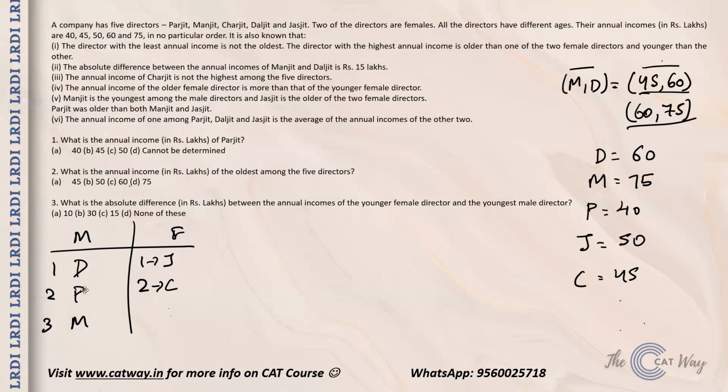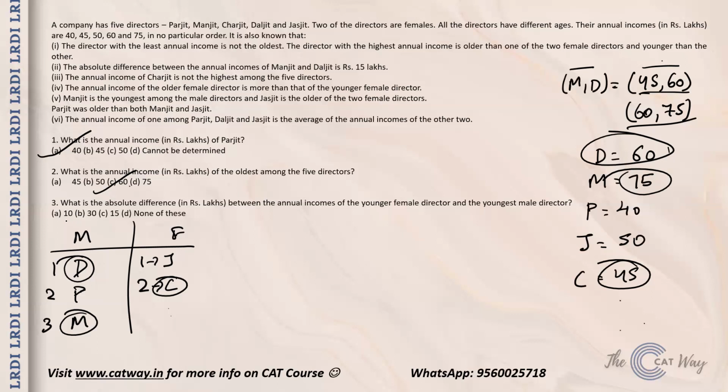Let's see what the questions are. What is the annual income of Prajit? Prajit's annual income is 40 lakhs, that is option A. Now what is the annual income of the oldest of the 5 directors? The oldest one is D and his income is 60, so option C. And what is the absolute difference in lakhs between the annual income of the younger female director and the youngest male director? That is between M and C, and the difference is 30 lakhs, as you can see. So option B becomes the right answer.